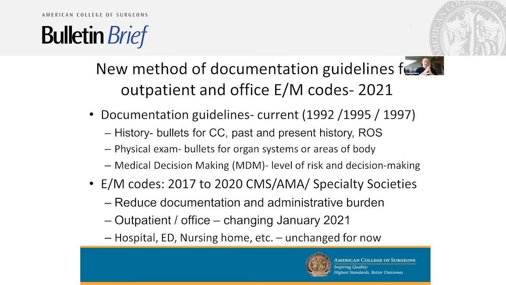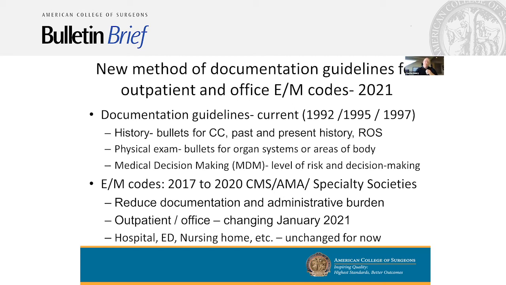Under the new guidelines, starting in January, we're going to have different documentation guidelines for the office and outpatient coding. Now, all the other codes, hospitals, ED, nursing home, those E&M code changes will be coming down the pipeline. The college is very involved in developing new documentation guidelines for those codes, but they won't be active in January 2021. What we're going to talk about now is the January 2021 guidelines for office and outpatient billing. And that's really a good move to reduce the documentation and administrative burden.